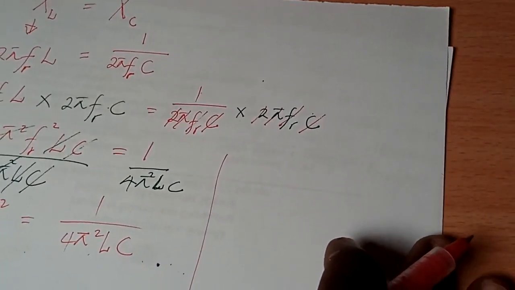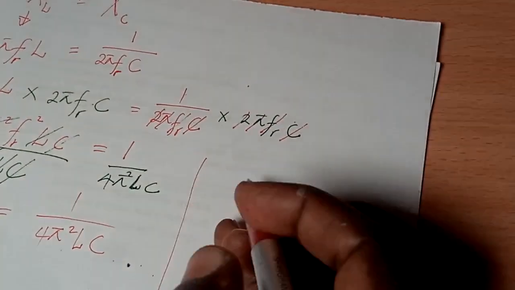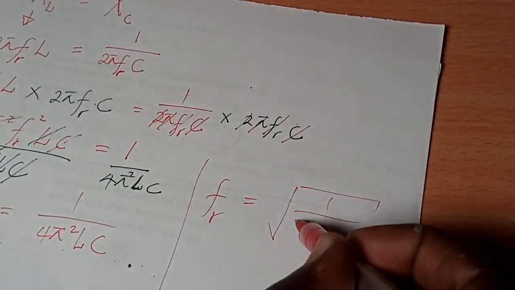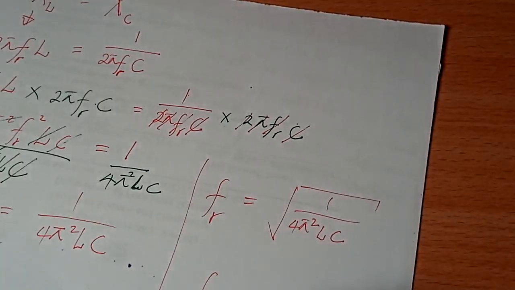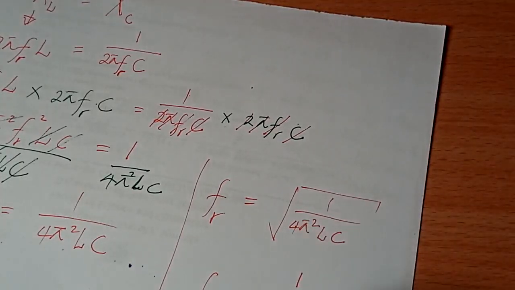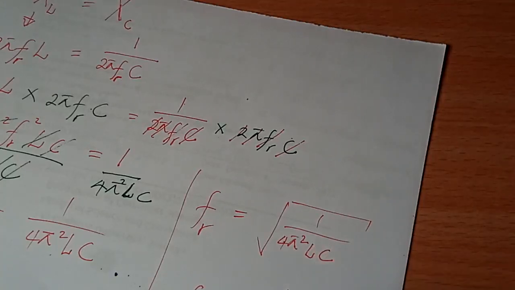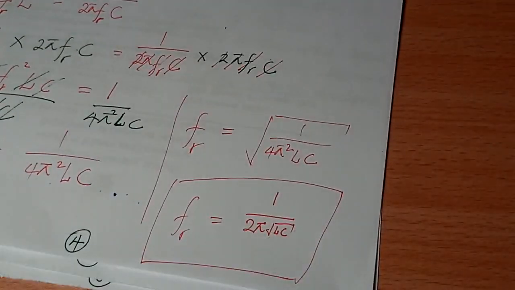Moving on, I take the square root of both sides so that the square on the F sub R cancels, and I have only F sub R, and then I put the right hand side in a square root, 1 upon 4 pi square LC, and I end up with F sub R equals square root of 1 is 1, divided by square root of 4 is 2, square root of pi square is pi because the square root will cancel the square. L and C do not have squares, so we maintain them inside the square root. This is the formula for calculating resonant frequency, as you can see.